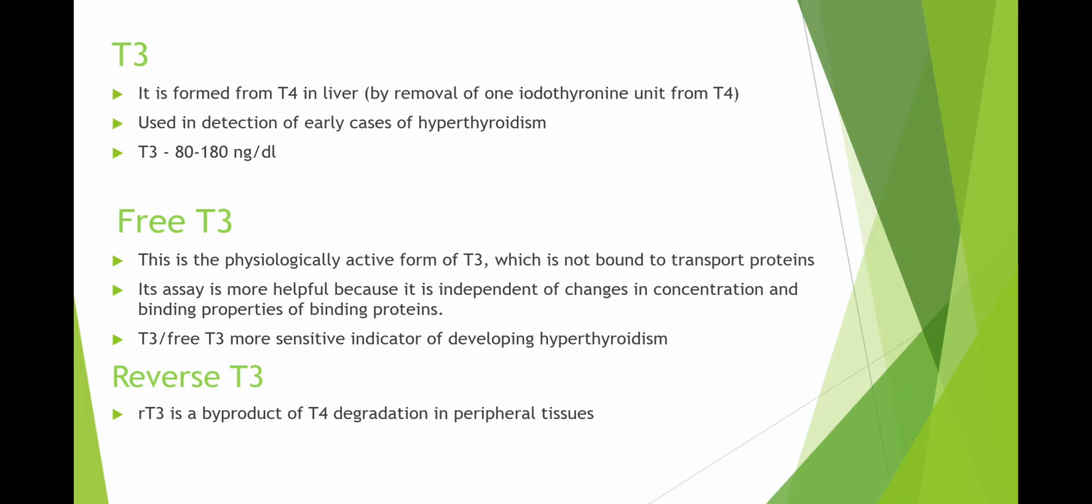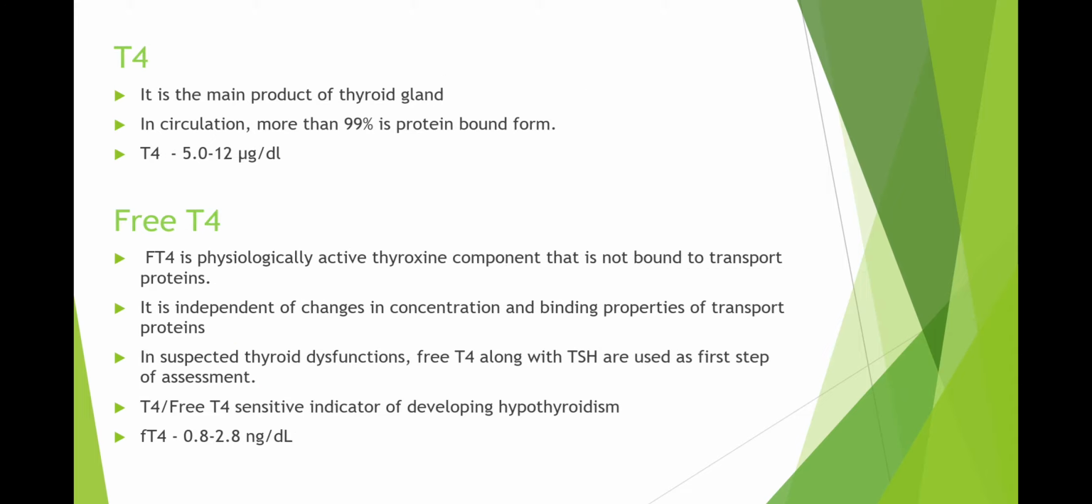Free T3 is the physiologically active form of T3 which is not bound to transport proteins. Its assay is more helpful because it is independent of changes in concentration and binding properties of the binding proteins. T3 or free T3 are more sensitive indicators of developing hyperthyroidism. Reverse T3 is a byproduct of T4 degradation in the peripheral tissues.